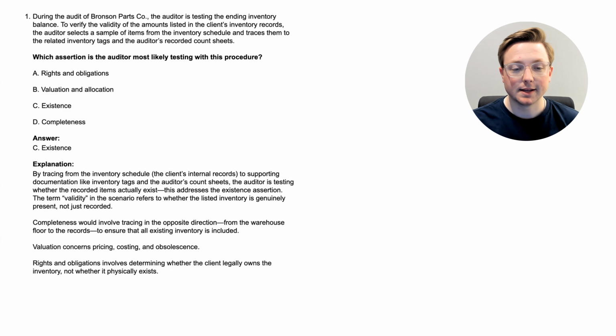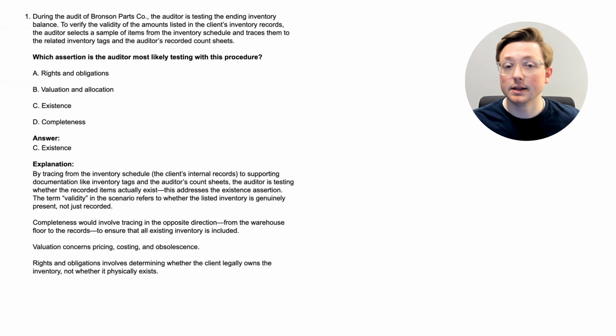All right, here we are at the answer C, existence. That's what they are testing with this procedure. So let's go through the explanation. By tracing from the inventory schedule, so the client's internal records, to supporting documentation like inventory tags and the auditor's count sheets, the auditor is testing whether the recorded items actually exist. This addresses the existence assertion. The term validity in this scenario refers to whether the listed inventory is genuinely present, not just recorded. So if you ever see something that says validity or valid, typically that is referring to existence. Those are interchangeable when it comes to that assertion.